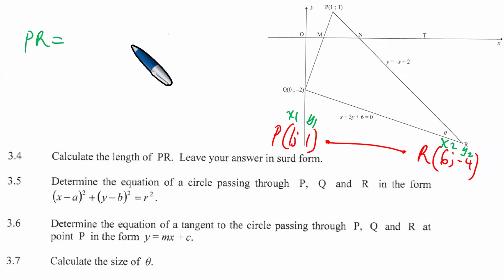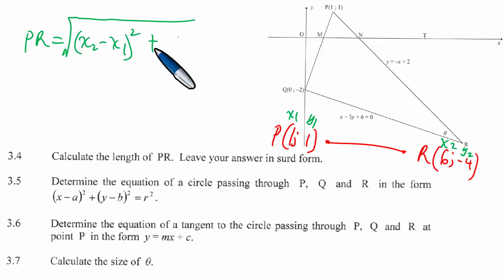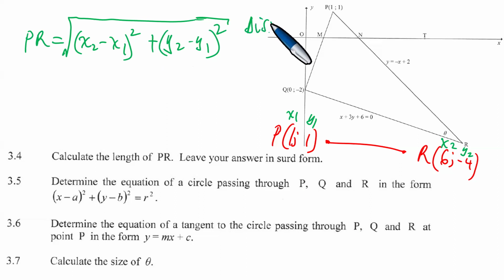So we can see, therefore, that the length of PR is as follows. What is the formula for the length? The length is also called the distance formula. So the length of a line segment is obtained by using the distance formula: the square root of (x2 minus x1) squared plus (y2 minus y1) squared. We proceed. This is called the distance formula. We use this one to find the distance between 2 points.